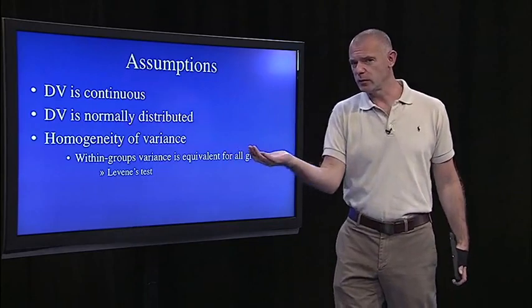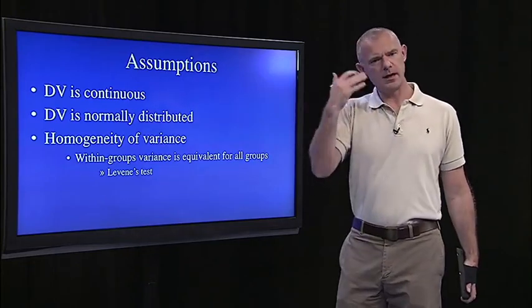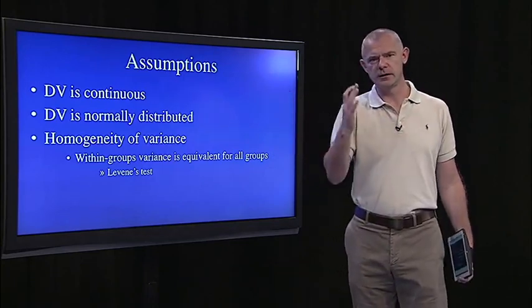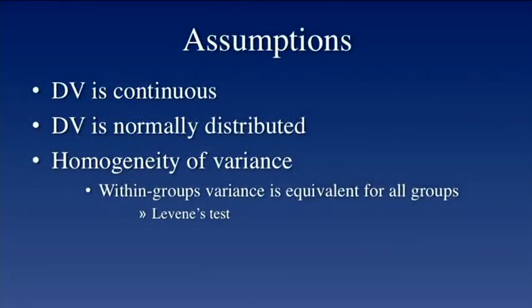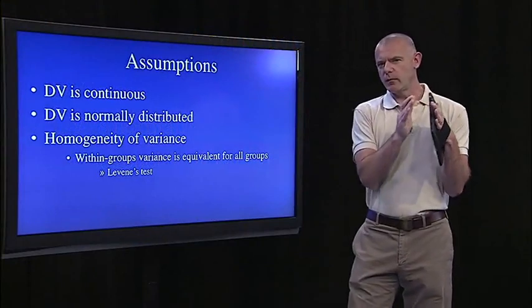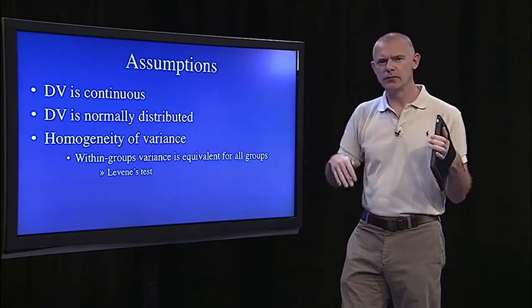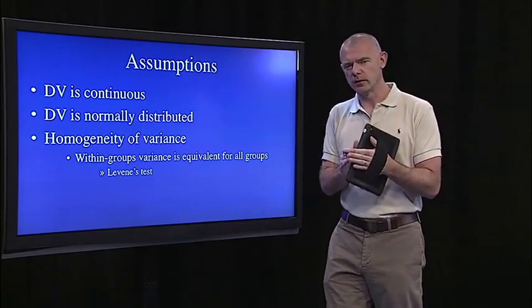There are several assumptions we make when we do analysis of variance. One, again, we're still dealing with an outcome variable or dependent variable that's continuous and has a normal distribution, or relatively normal. And there's a new assumption in here called the homogeneity of variance assumption. The idea behind that is we're assuming that within each group there's an equivalent amount of unsystematic variance. And that's a really important assumption.